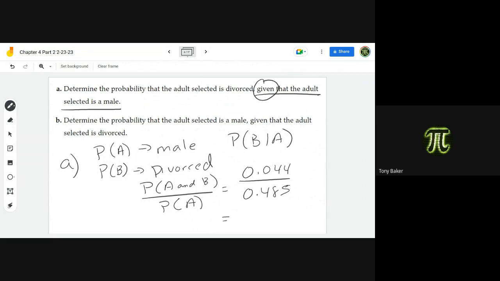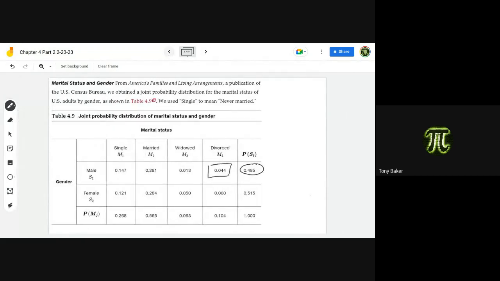So when you divide those, we get 0.091. That's the probability that an adult selected is divorced, given that the adult selected is male. What's the unit on percent? It's probability, so it's division. It's just been divided, so they're not in percentages. Your percentage is once you take that number and move the decimal two places.